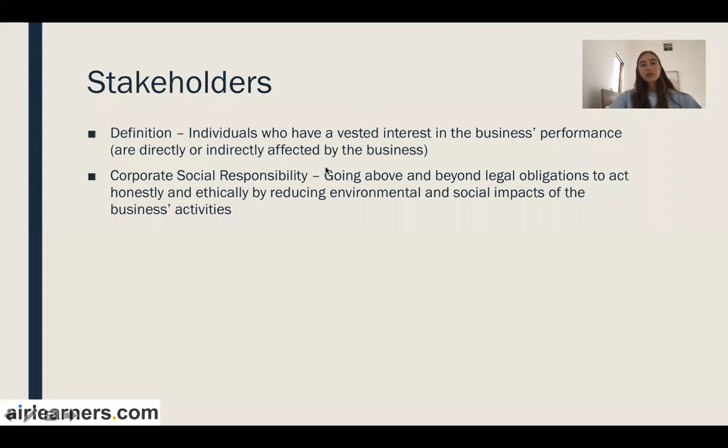So the first part of this video is looking at stakeholders. Stakeholders have a vested interest in the business's performance. What that means is that they are either indirectly or directly affected by the business. And so they want the business to either perform well, or for some stakeholders, they want the business to perform poorly. The second important thing for this little dot point is an introduction into corporate social responsibility.